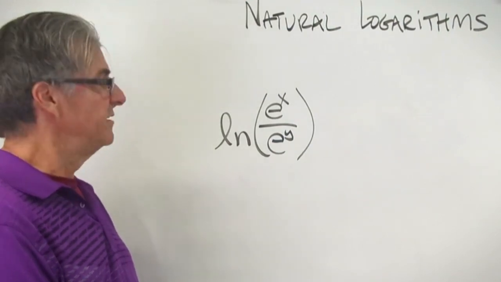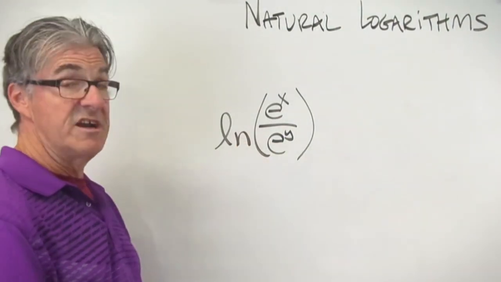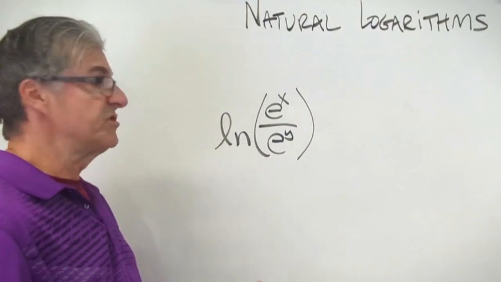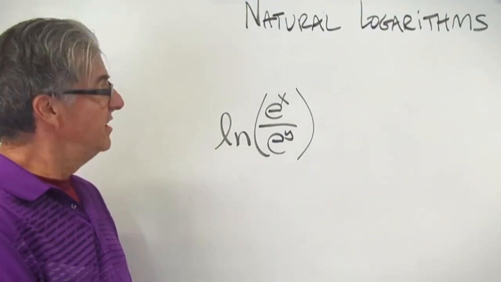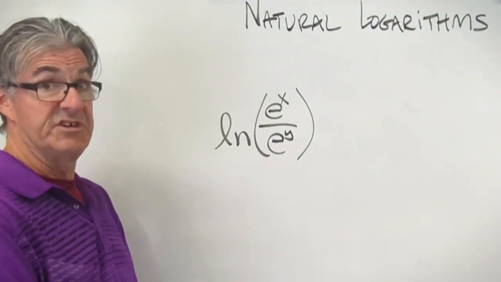Okay, let's try this one. So we have a quotient inside our natural log, so that might give you a clue as to which rule we can use first. Go ahead and take a look at that and see what you get.